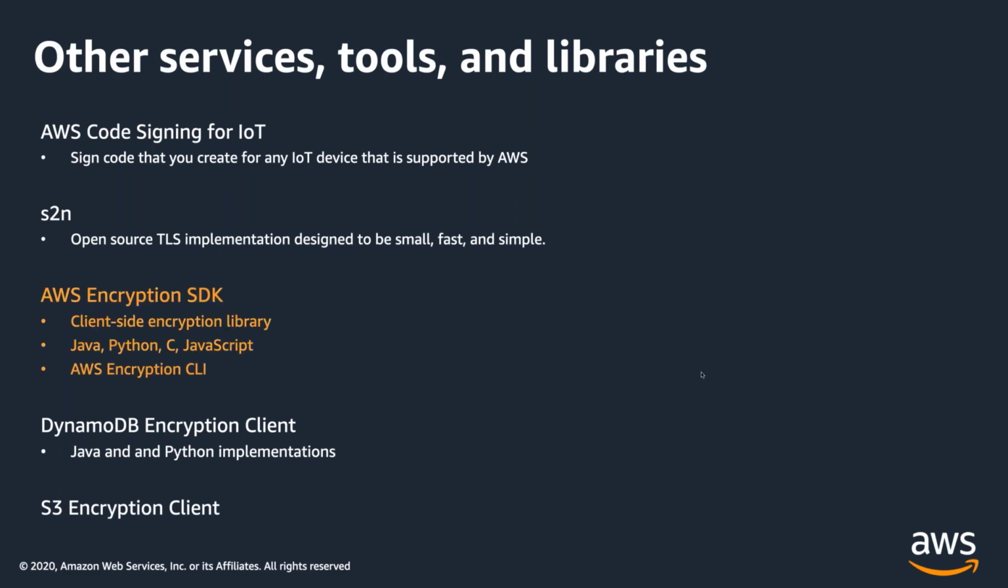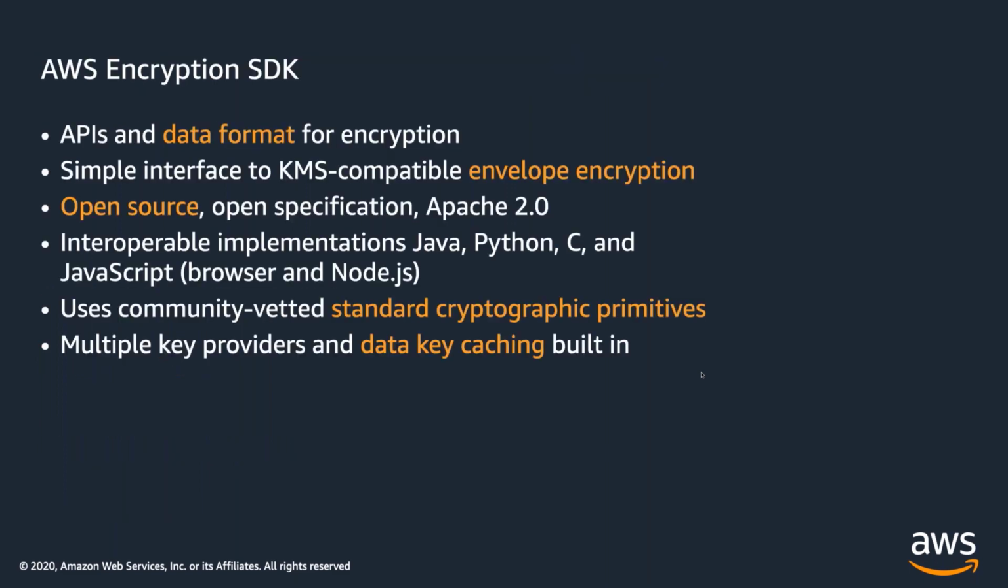So like I said, let's dive a little bit into the AWS Encryption SDK. The Encryption SDK is not only a set of APIs, but it's also a data format for encryption. The reason that's important is that it allows for interoperability across implementations. For example, if you wanted to encrypt data with Java but decrypt it with Python, which we're going to see in a second, you could do that. Or if you wanted to encrypt in your browser, we have a JavaScript browser version as well.